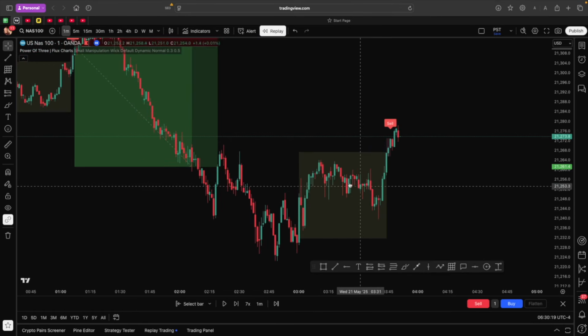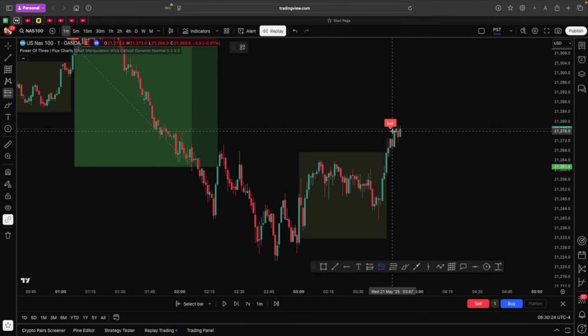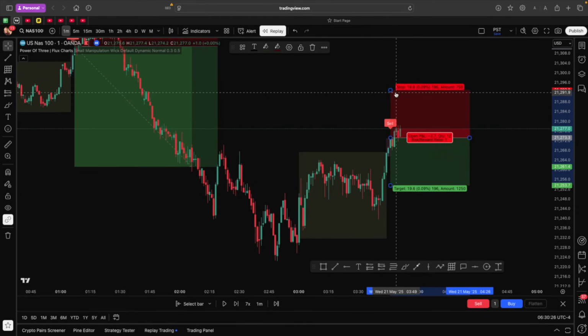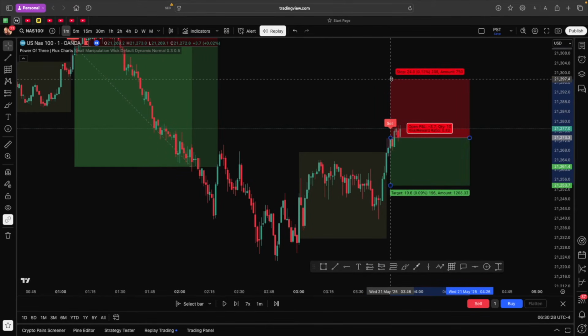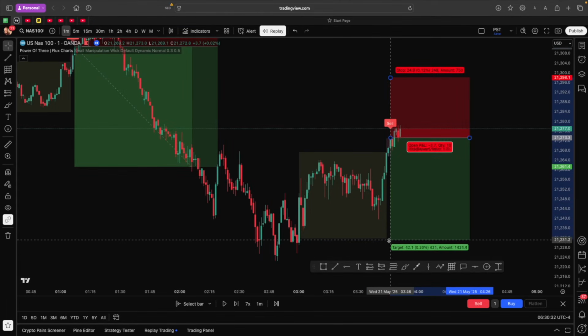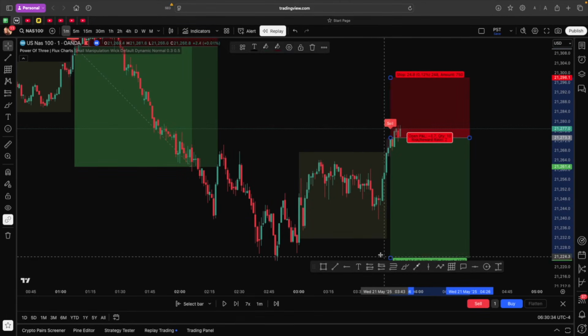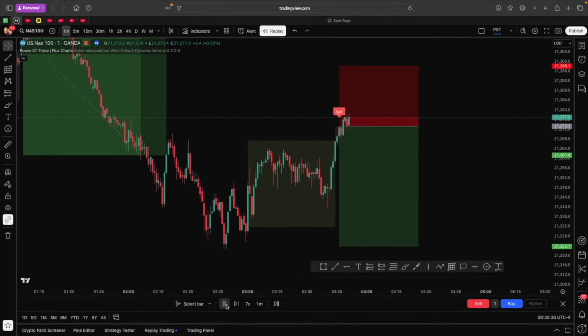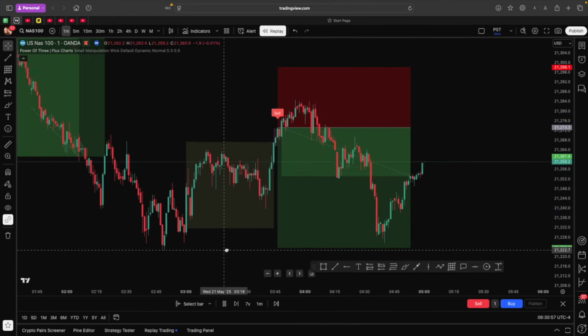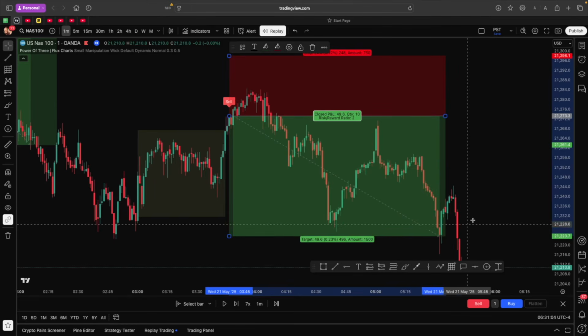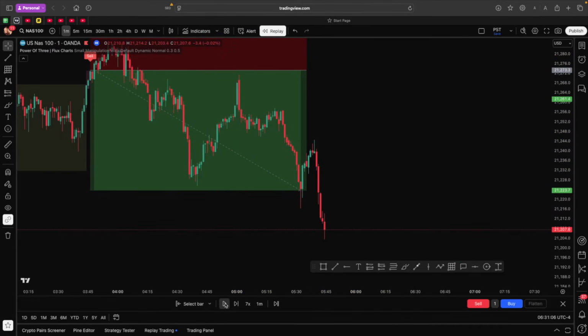There we go. Accumulation, manipulation on this candle closure right over there. 250 pip stop. We're going to target a 1 till 2. And let's see how this plays out. There we go. TP hit. Now we wait for the next accumulation.